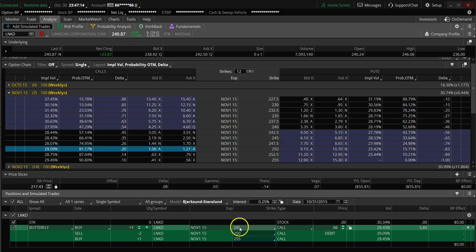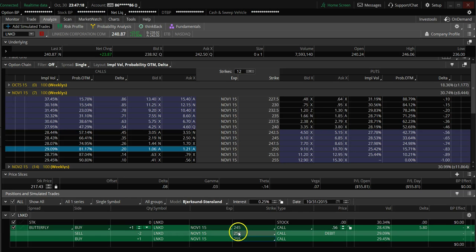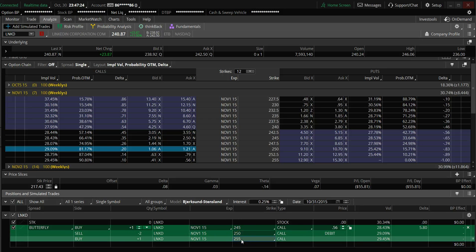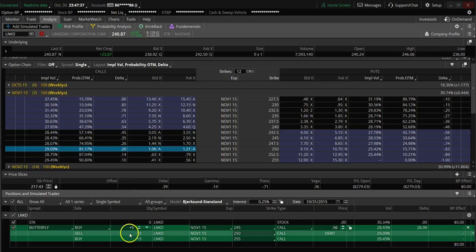I will have my lower strike at 245. My middle strike, which is my target, is 250. And then my upper strike is 255. You'll notice this thing is only costing me 56 cents, or $56. Now let's say I really wanted to play this up a little bit. I could do 5 of these. So I'm going to buy 5 of these.